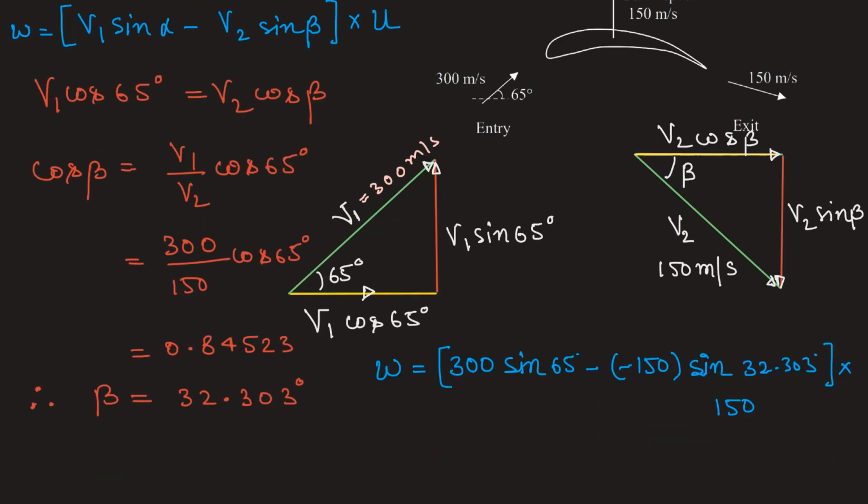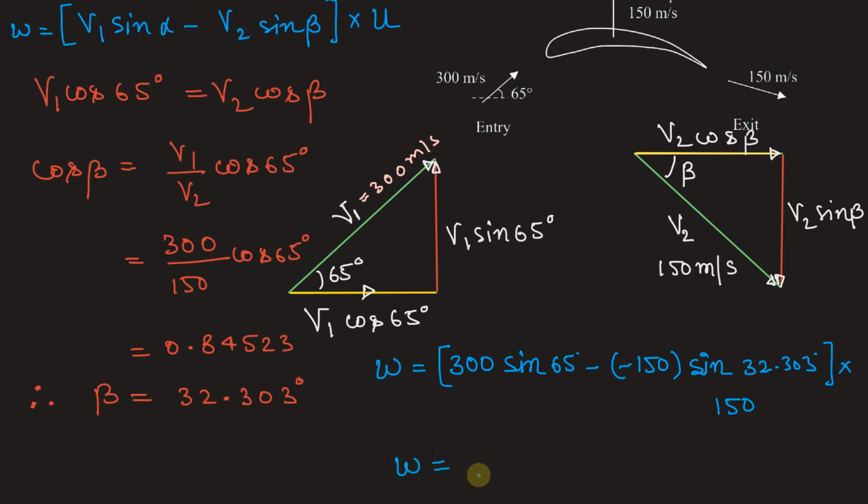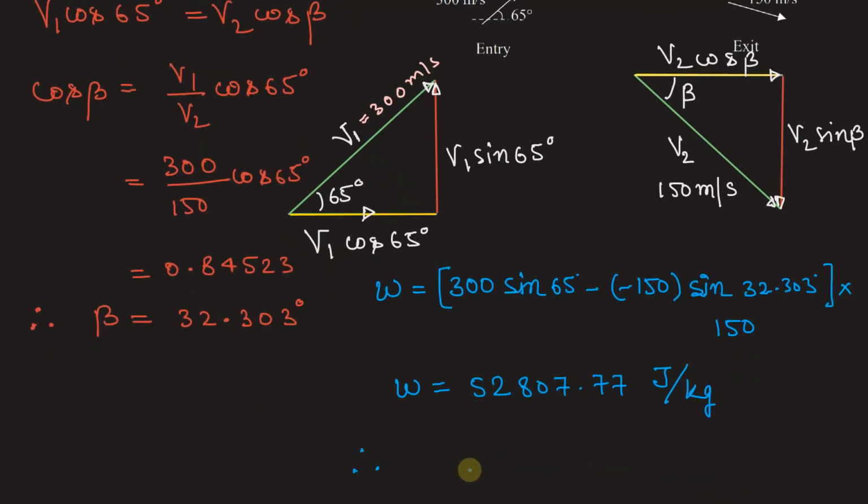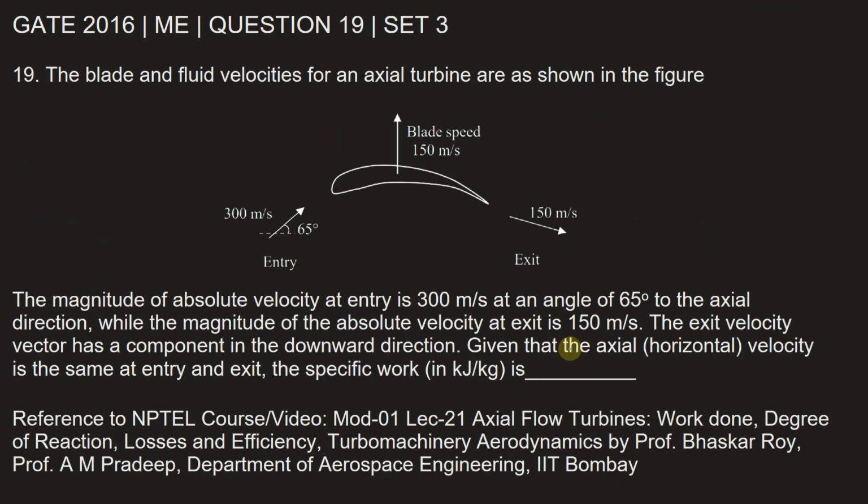Now from here, if we calculate, we get specific work will be 52,807.77 joule per kilogram. So if we calculate this value in kilojoule per kilogram, we get specific work will be 52.8 kilojoule per kilogram approximately. Okay, so the correct answer here is 52.8 kilojoule per kilogram.